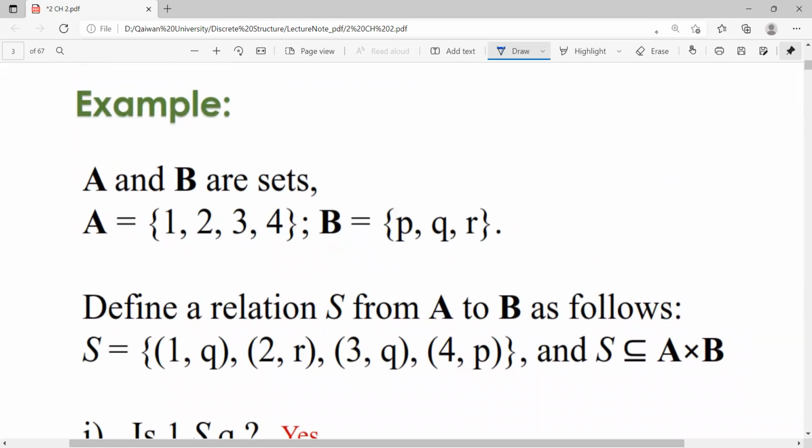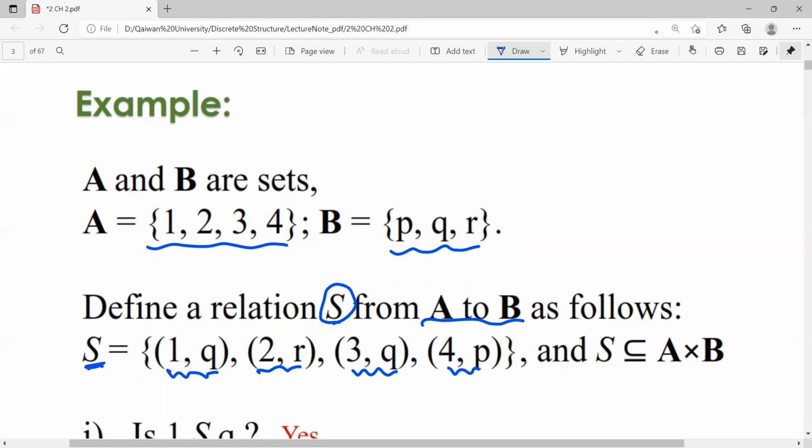Here we have an example. We have A and B, which are 2 sets. A is 1, 2, 3, and 4, and B is P, Q, and R. It says define a relation S. That means here we have S as a relation from A to B as follows. S equals 1 and Q. That means 1 is related to Q, 2 and R, 3 and Q, 4 and P.